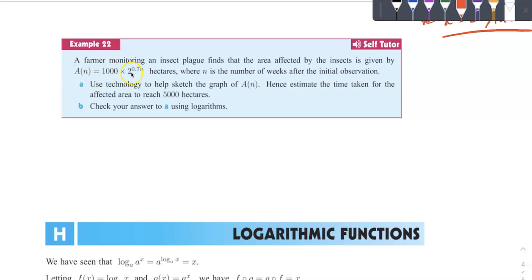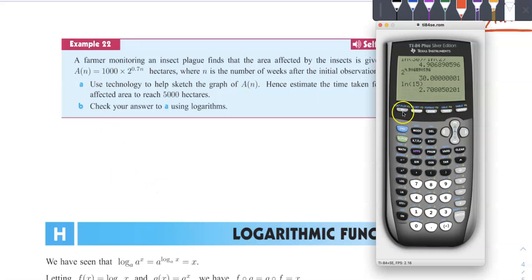A_n equals 1,000 times 2 to the 0.7n hectares, where n is the number of weeks after initial observation. Use technology to help sketch a graph of A_n, hence estimate the time taken for the affected area to reach 5,000 hectares. So it wants us to use our calculator to solve it first. Okay, so remember how to do this?